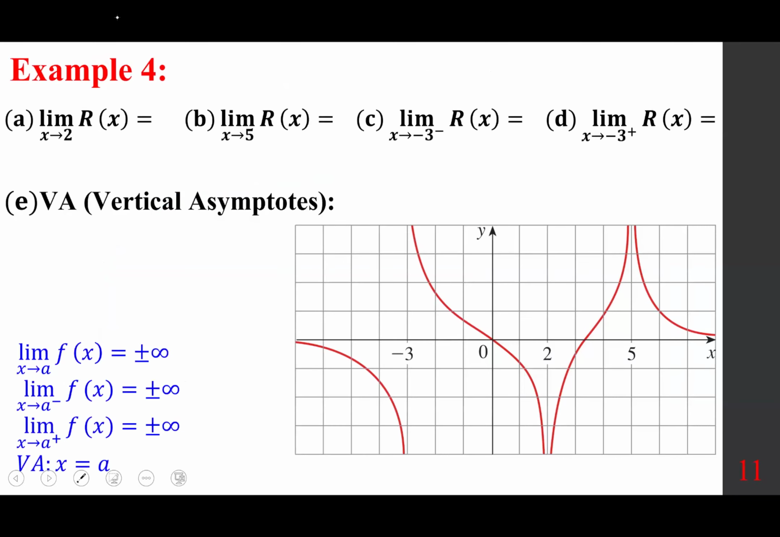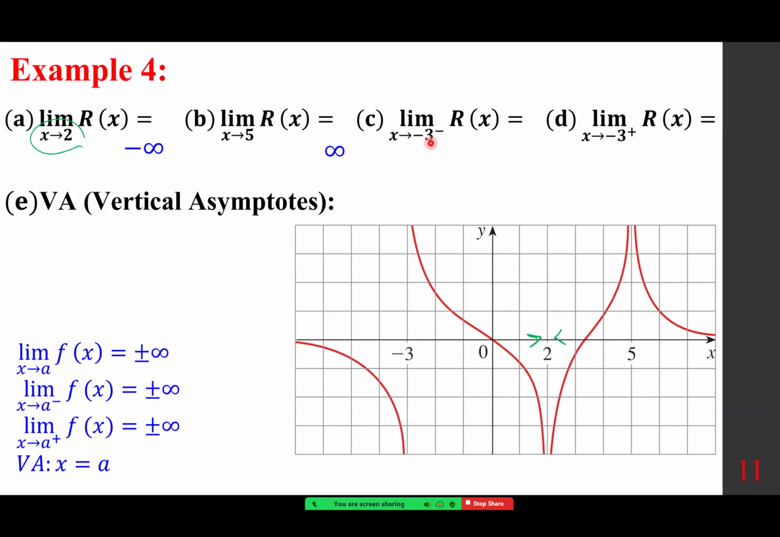Let's look at this graph. The limit of r of x, we're going to call the function r of x, as x approaches 2. I hope you see that from the left side of 2 or the right side of 2 makes no difference. It's going to go down to negative infinity. For 5, makes no difference. Both sides are going up to positive infinity.